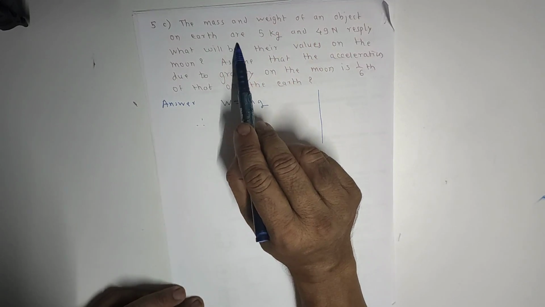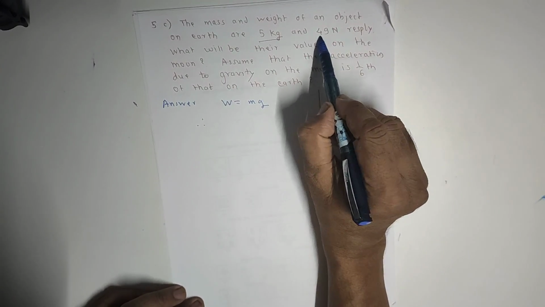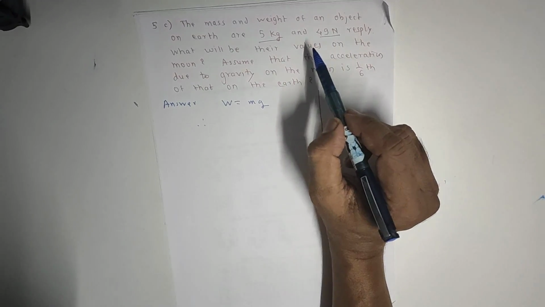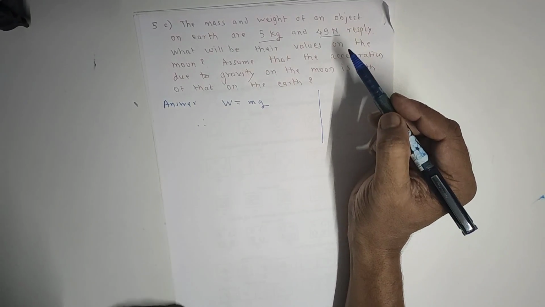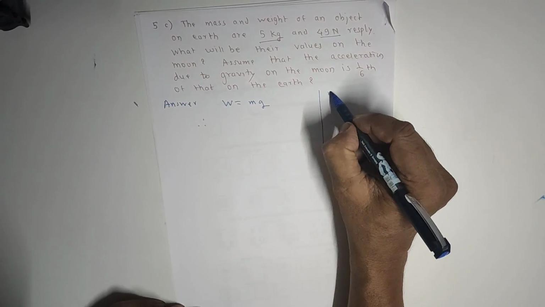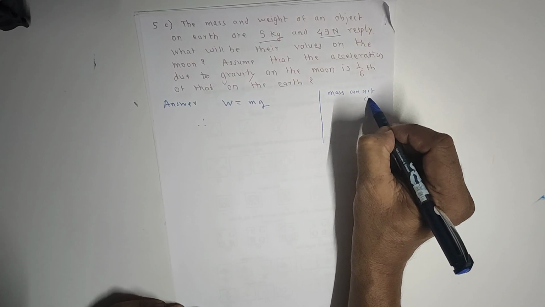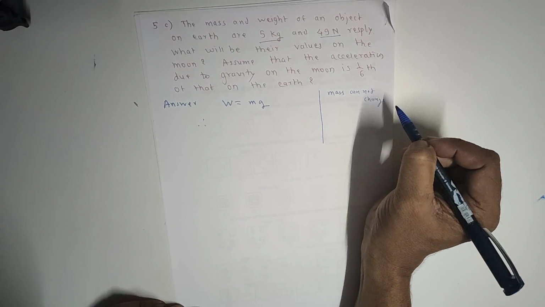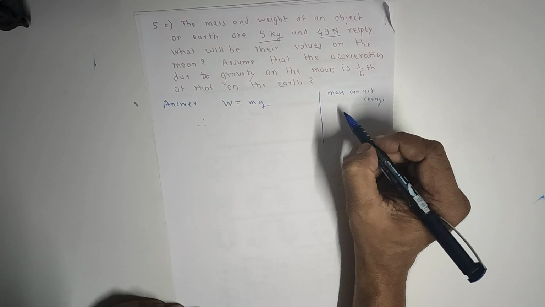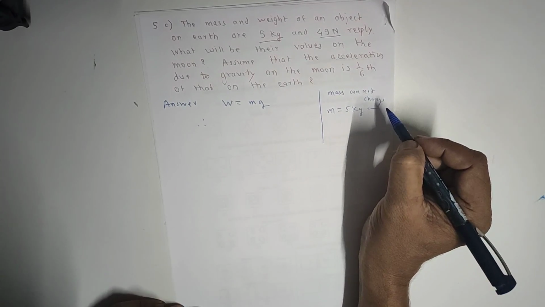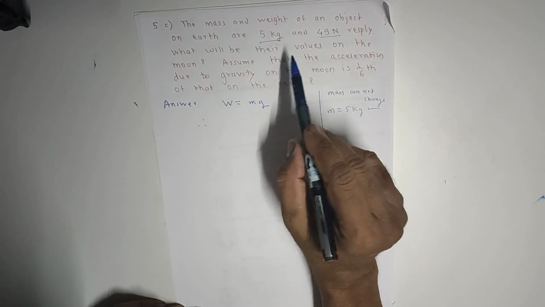Next question: the mass and weight of an object on earth are 5 kg and 49 N. What is given here? The mass and weight. Mass, we know that mass cannot change. Whatever it may be, mass cannot change by changing the place or the location. Therefore mass is equal to 5 kg. It is the same everywhere.